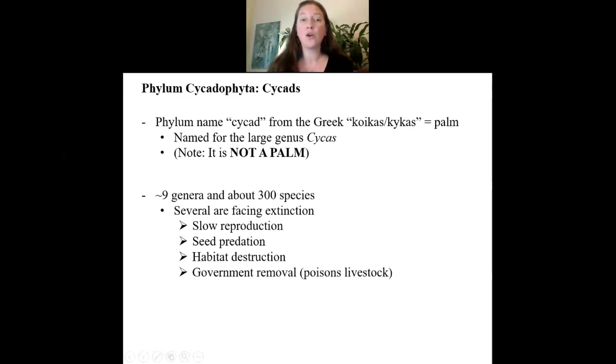There are only about 300 species. You don't need to know the number; I'm just showing you that it's not that many. They're actually experiencing decline because of these factors. They reproduce very, very slowly. They have seed predation, so things eat the seeds, and I guess that makes it so the seeds are somehow damaged by being eaten. Habitat is being destroyed where they live, so they can't live there anymore. And in some cases, governments remove them because the seeds can poison livestock.